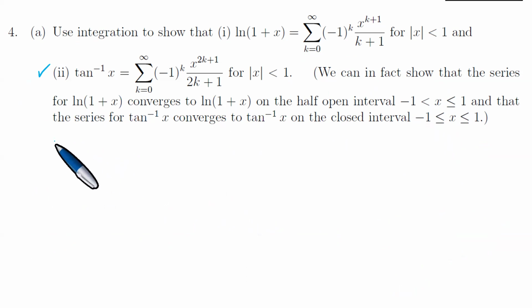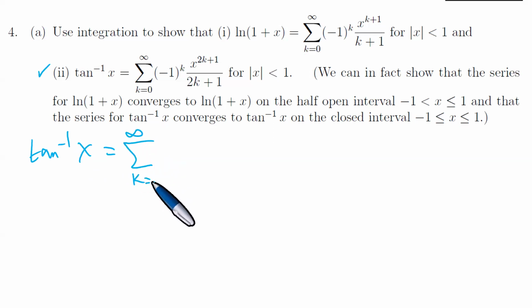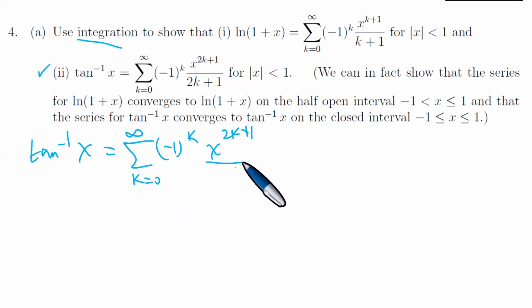So now we want to show that arctan x is this. Okay, as said already, you're going to use integration for this. So you have minus 1 to the kth power, x to the power 2k plus 1, divided by 2k plus 1, for this.